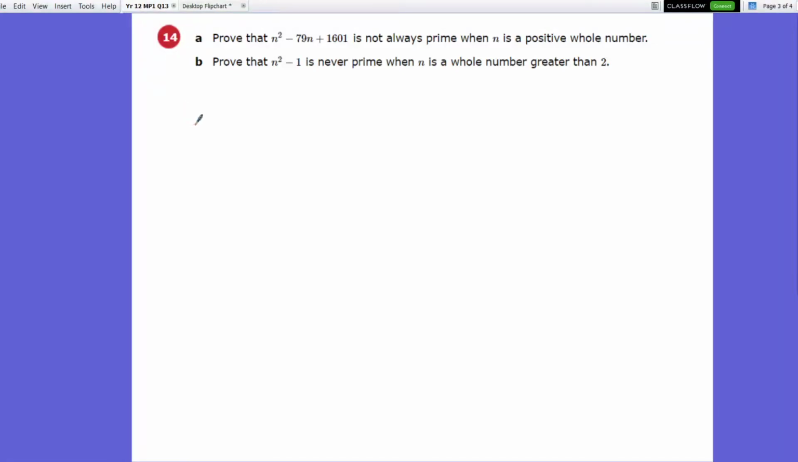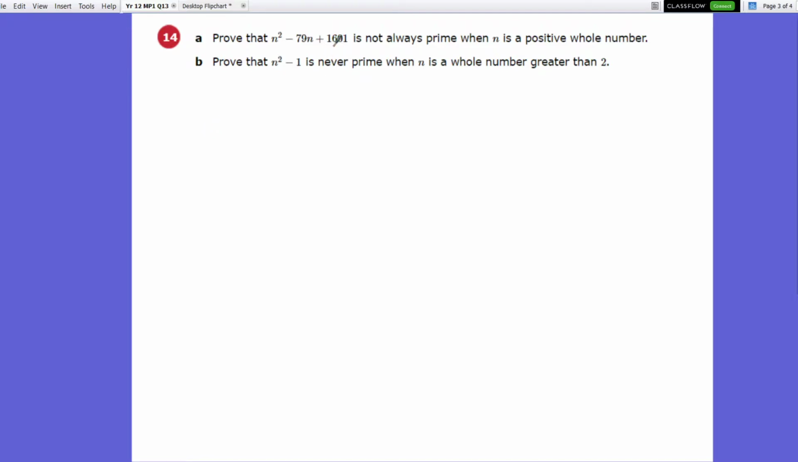Hi team, Mr. Rator here, and continuing with proof chapter 1. This is mixed practice question 14. Let's have a quick read of part A. Prove that n squared minus 79n plus 1601 is not prime when n is a positive whole number.